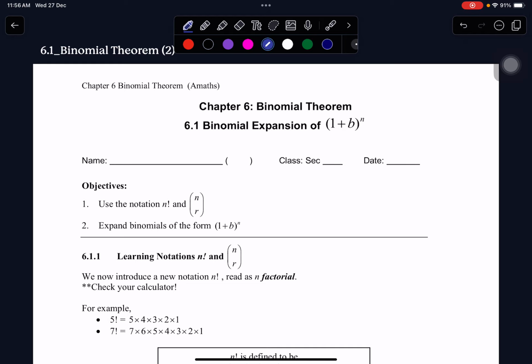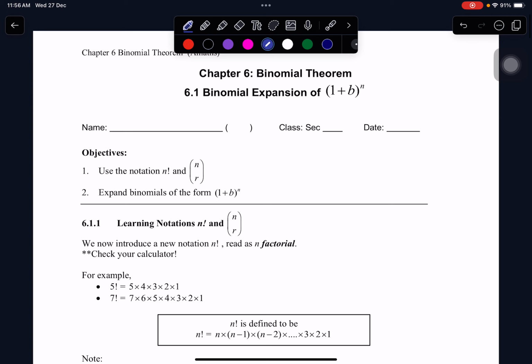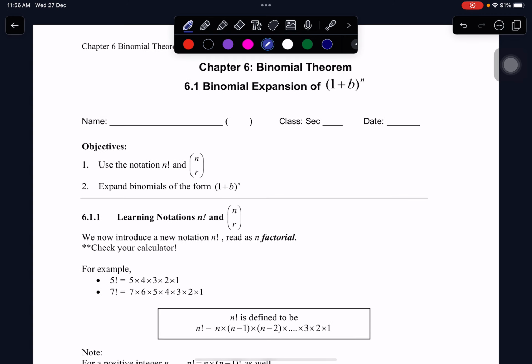Okay, in this very short video, I will teach you how to interpret the notation n factorial as well as solve some problems involving factorials. Before I start, can I get all of you to take out your writing materials and your notes, and please annotate together with me along this video.